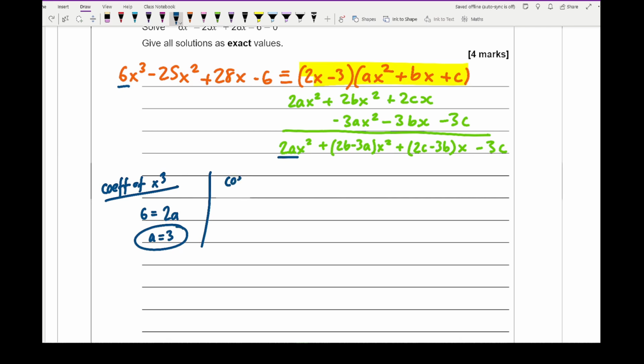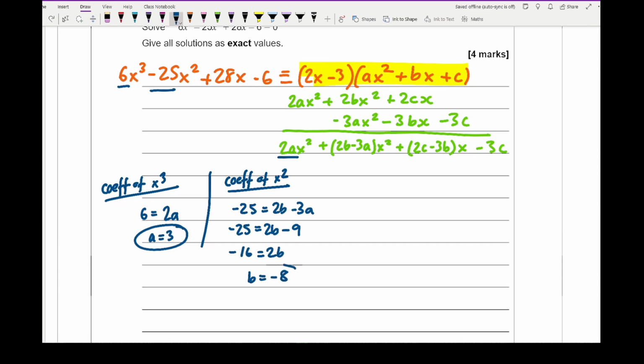Then looking at the coefficients of x squared, on the left hand side we've got minus 25, and on the right hand side we've got 2b minus 3a. Now from that, I know that a equals 3, so minus 25 equals 2b minus 9. Take the 9 over to the other side and end up with minus 16 equals 2b, so therefore b equals minus 8.